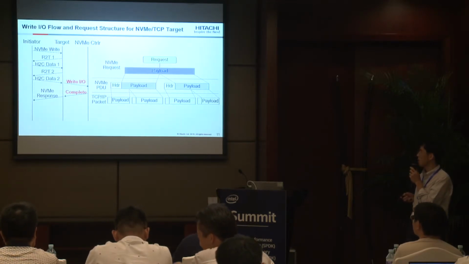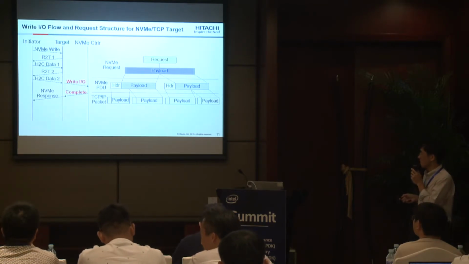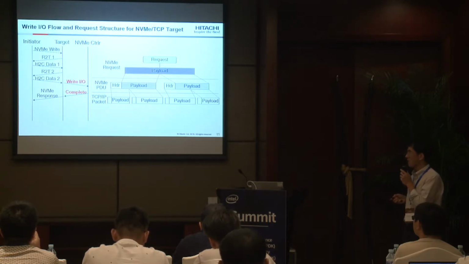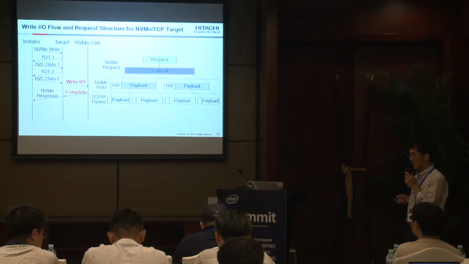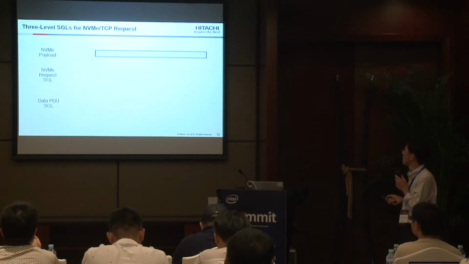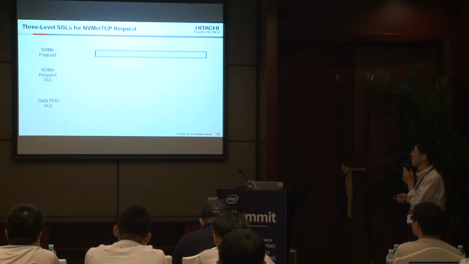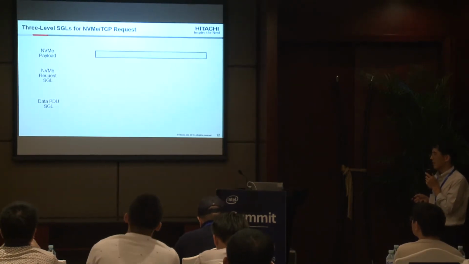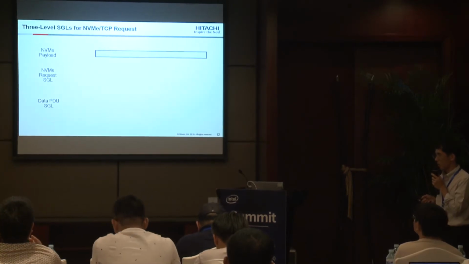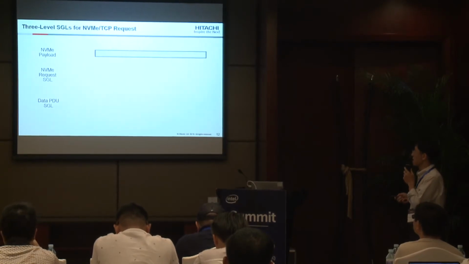The NVMe TCP I/O flow and structure is a little simpler than iSCSI, but the SPDK NVMe TCP target has complexity in different structures. So the I/O flow is simple, but scatter list management is more complex than the iSCSI target. I will explain why this complexity is needed.